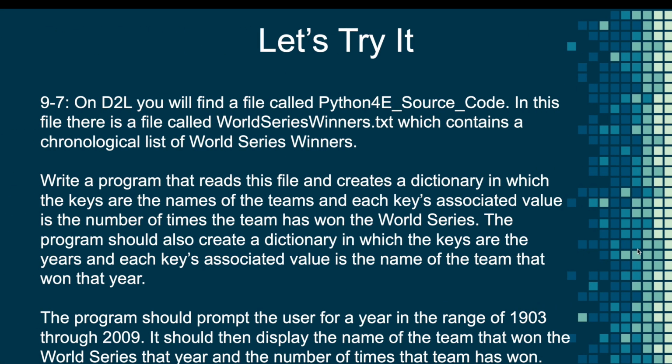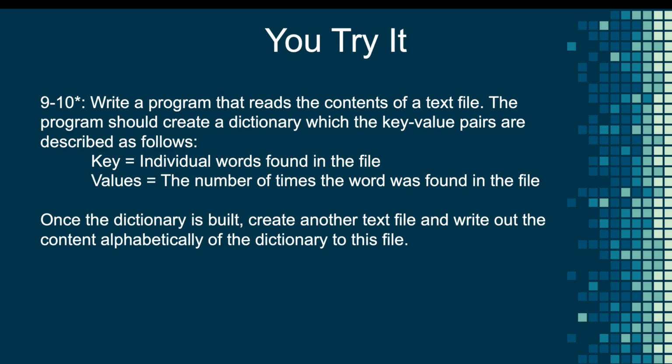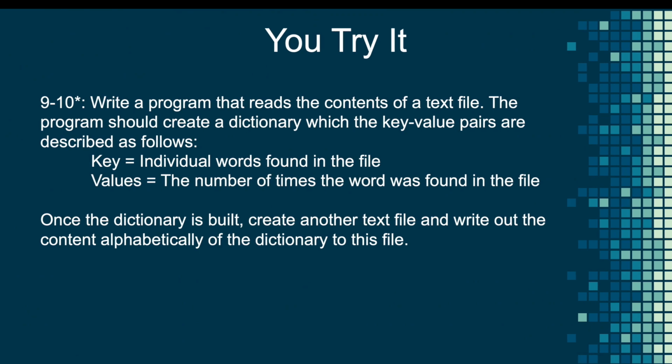Okay. So now that we have a good understanding about that, I want you guys to go ahead and try this one on your own. So I want you guys to write a program that reads the contents of a text file. Specifically, I want you guys to use the good old text.txt from the previous chapter, the Henry VIII one. And the program should create a dictionary with the key value pairs that are described as follows. Specifically, I want you to write a program that will have the keys be the individual words in the file, and the values be the number of times that word was found in the file.